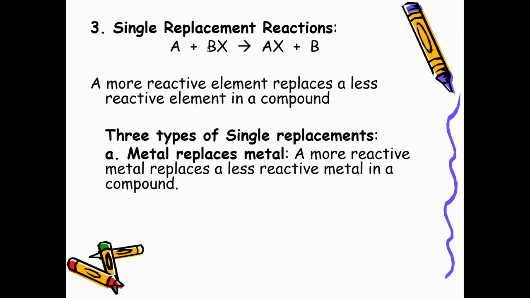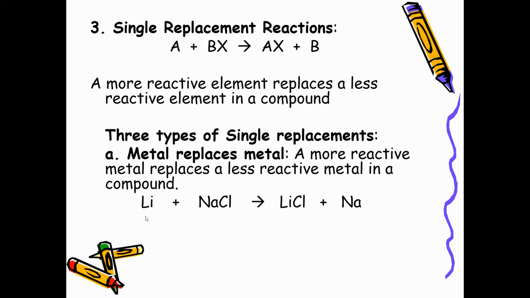So you've got a metal replacement. Okay. This would be an example of that. Lithium is a metal. Sodium chloride. Sodium is my metal. So on this side, you have Li that takes the place of Na and then kicks out Na by itself. So this would be considered a metal replacing a metal replacement.